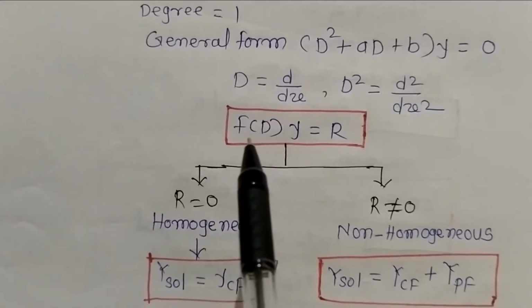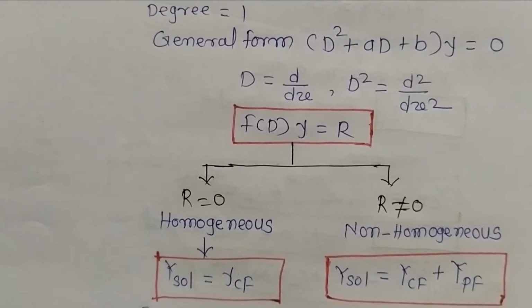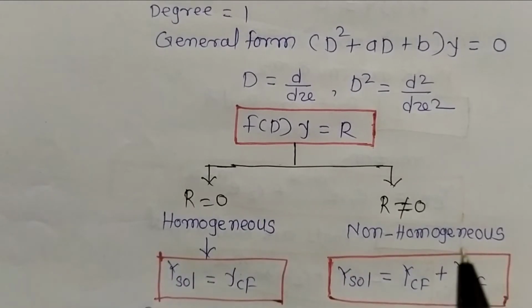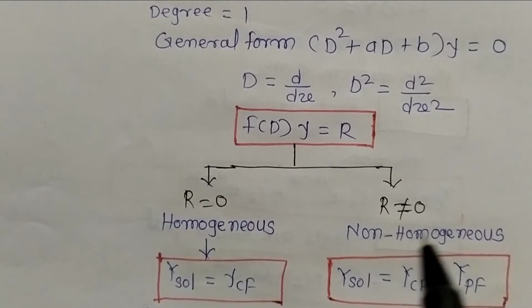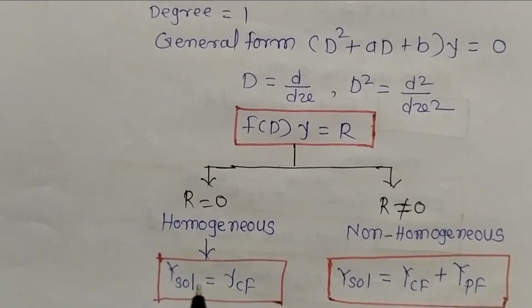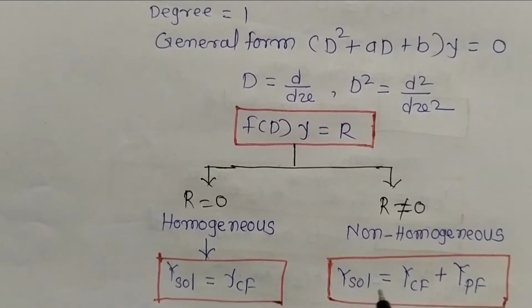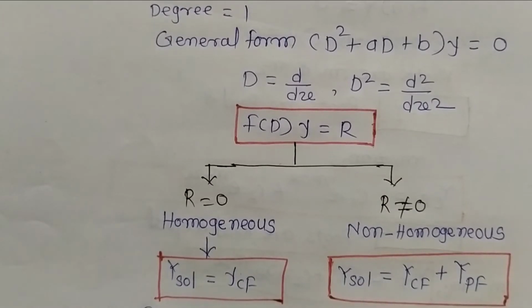The general form of the equation is f(D)y = r. So here r is equal to 0 or r is not equal to 0. These are two cases: when r is equal to 0 it is homogeneous, and when r is not equal to 0 it is non-homogeneous. When r is equal to 0, the solution of this equation is y equal to the complementary function, and when r is not equal to 0, then the solution of this equation is y complementary plus y particular. So y is the complementary function plus the particular function.